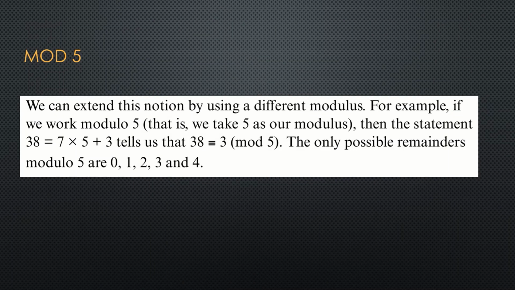Mod 5. We can extend this notion by using a different modulus. For example, if we work in modulo 5, that is, we take 5 as our modulus, then the statement 38 equals 7 times 5 plus 3 tells us that 38 is congruent to 3 mod 5. The only possible remainders in modulo 5 are 0, 1, 2, 3, and 4.